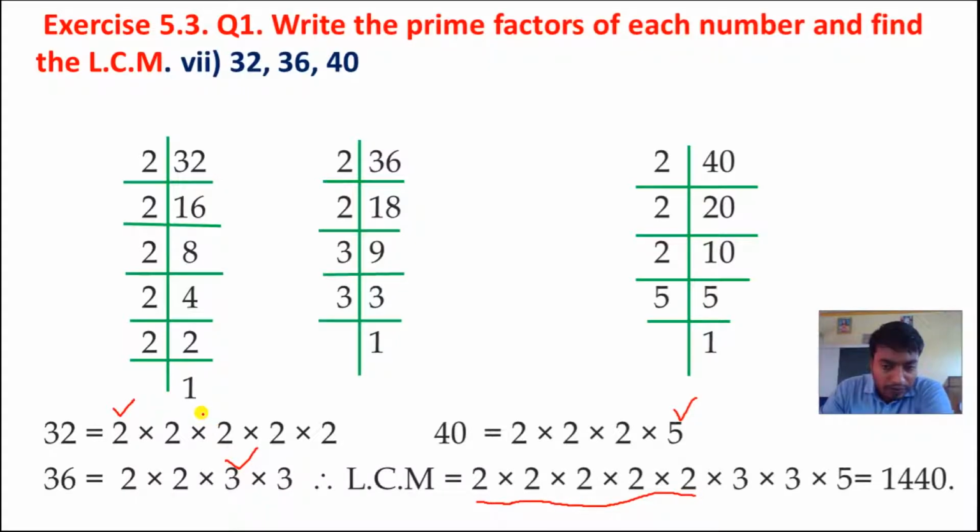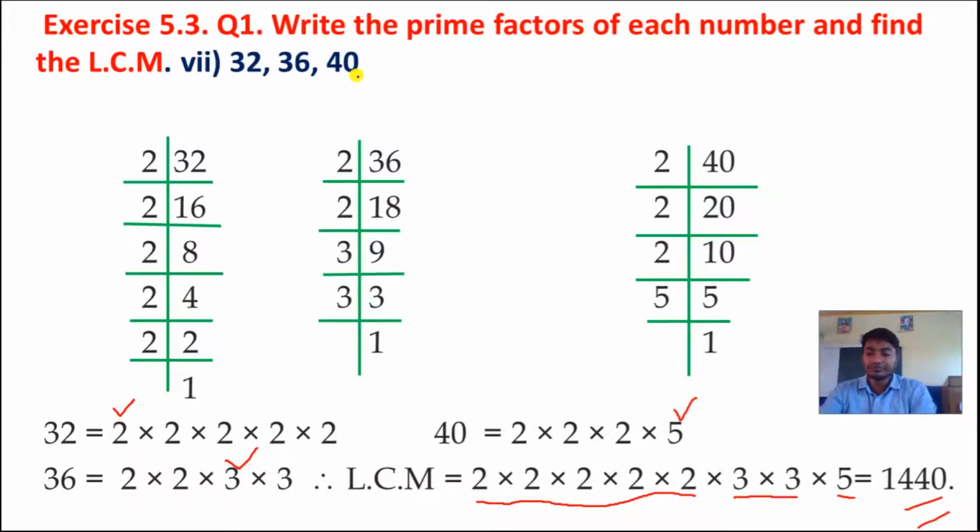Now we will check 3. Here we don't have 3, here also we don't have 3, and here we have 2 times, 3 into 3. So we will take 2 times, because the maximum number of 3s we got is 2 times. Now we will check 5. Here we have 1 time, here we don't have, and here also we don't have. So the maximum we got is 1 time. Now when we multiply this, we will get 1440. This is the LCM of 32, 36 and 40.